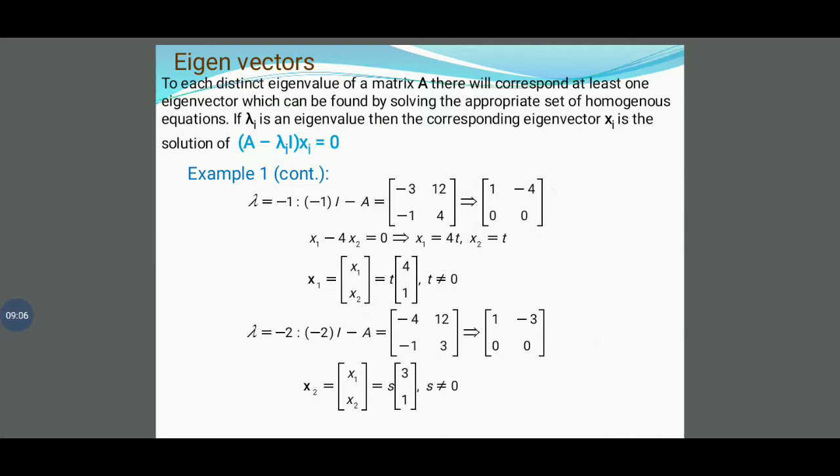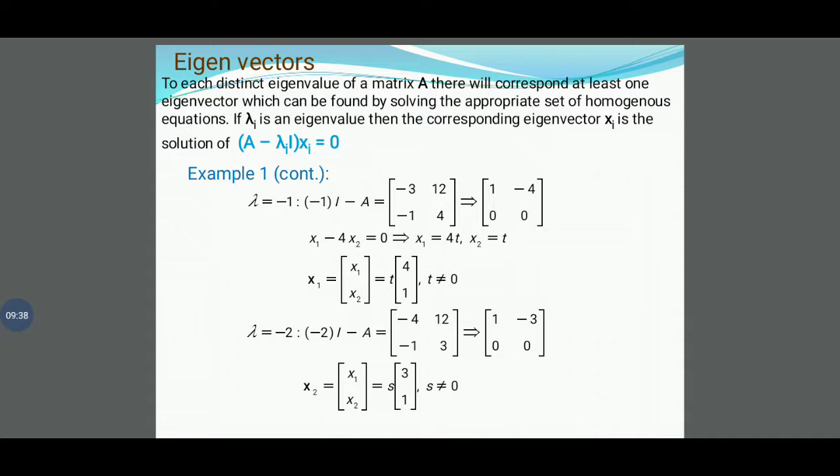To each distinct eigenvalue of matrix A, there will be at least one corresponding eigenvector, which can be found by solving an appropriate set of homogeneous equations. If lambda i is an eigenvalue, then the corresponding eigenvector xi is the solution of A minus lambda I, where I is the identity matrix, into xi is equal to 0. We will continue the above example for the same.